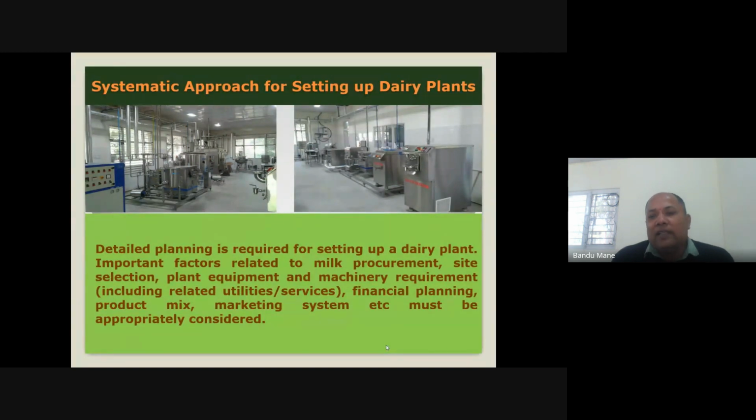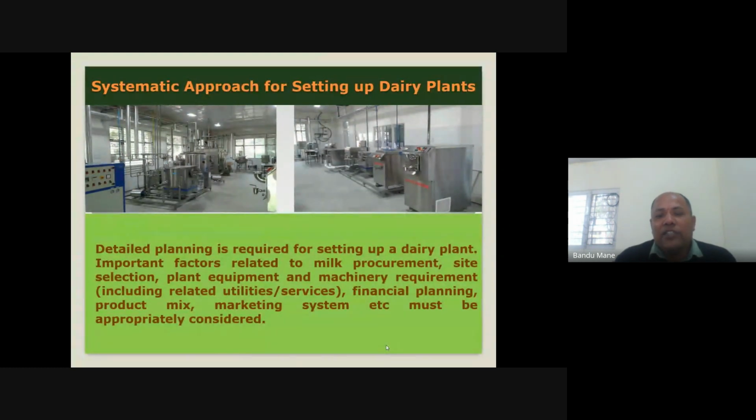Without any planning, the setting up of not only a dairy plant, but any food processing plant or any factory cannot be possible without detailed planning. And there is no exception for dairy milk plants. What is the important factor that should be considered for setting up dairy plants? The main important factor is the milk procurement. Where is the milk going to be procured?